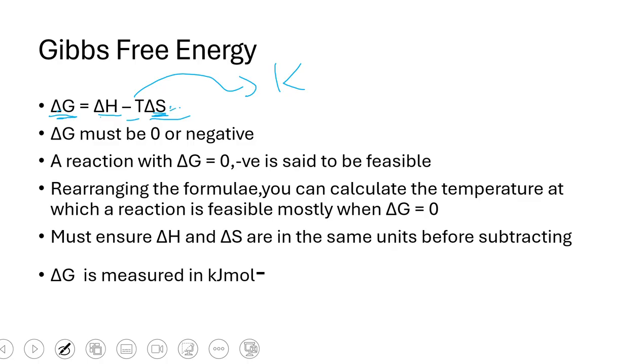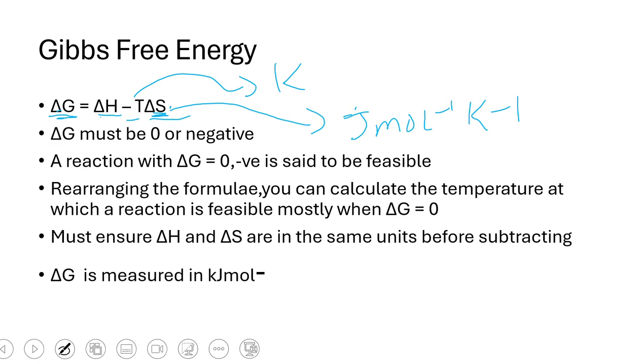And the unit for this one can be joules per mole per Kelvin, or you can divide by 1,000 to get kilojoules per mole per Kelvin. And the value for this free energy must be 0 or less than 0. So it must be 0 or negative. It must be 0 or a negative value.